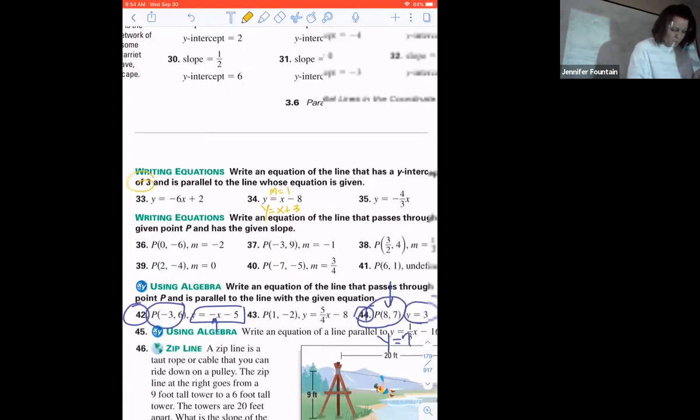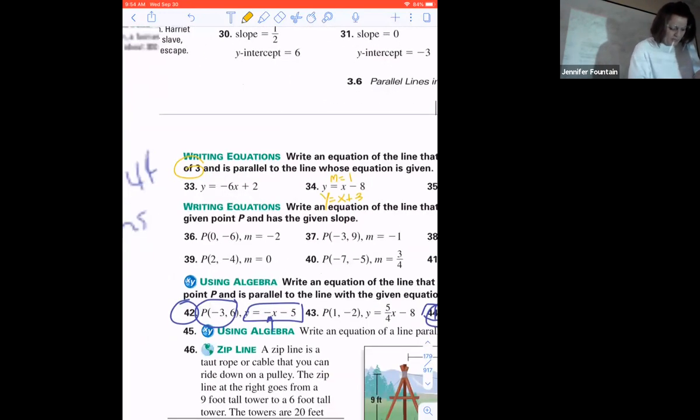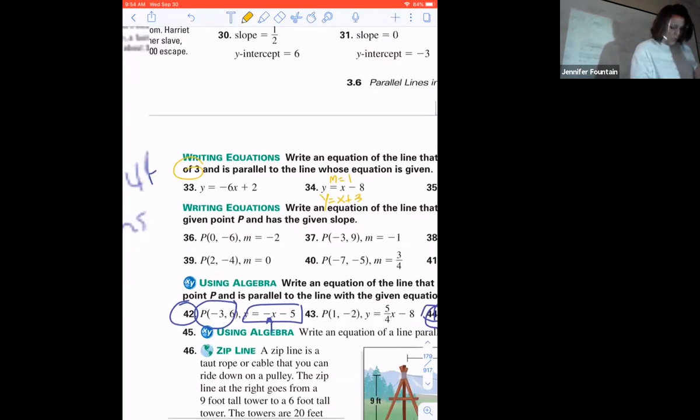36, 38, and 40: write the equation of a line that passes through the given point P and has the given slope. So they've given us a point, they've given us the slope. If my slope in 36 is -2, I would have y equals -2x minus 6 because I use the b value. Number 38, they've given me the slope of 1/2.